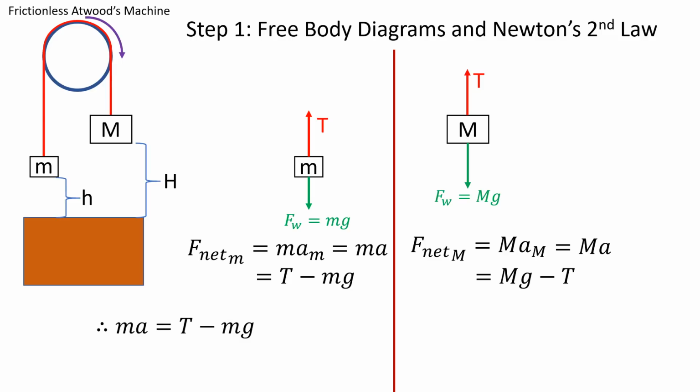So for the mass small m, we have little m a equals T minus mg, and for the other mass, we have big M a equals big Mg minus T. You'll notice here that we have two unknowns in these equations, the acceleration and the tension, so we can't solve it yet. We'll need to eliminate one of these variables to solve, and then we can plug back in for the other if we so desire.